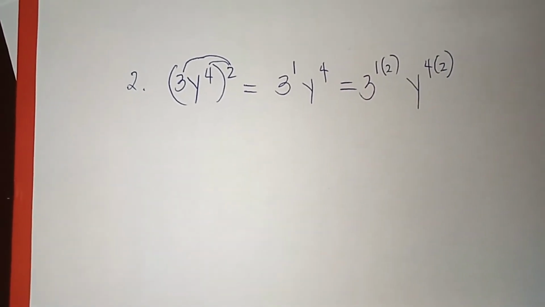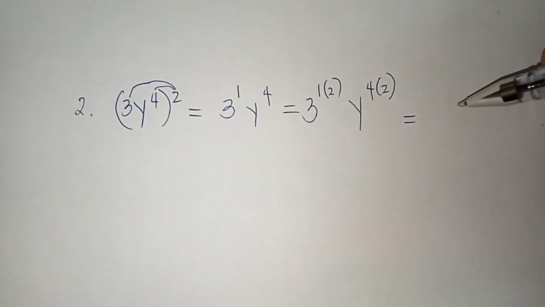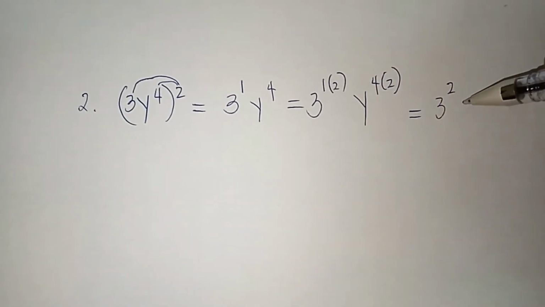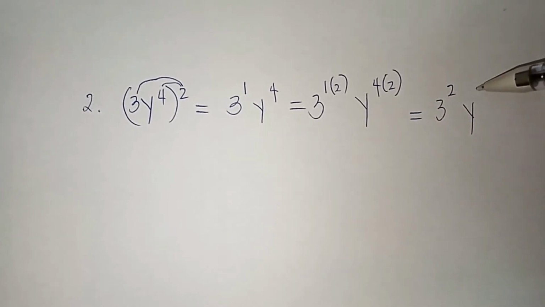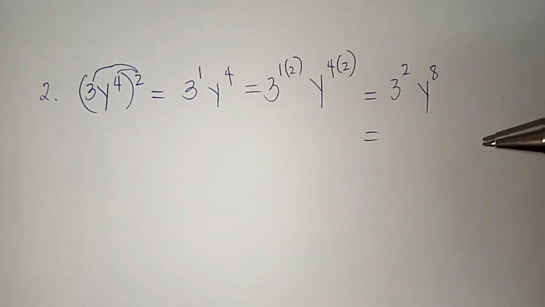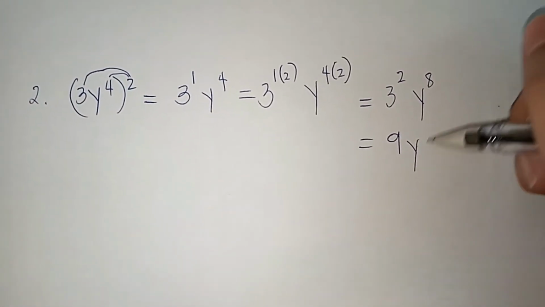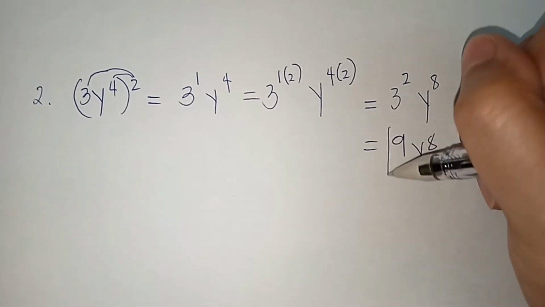Okay? And then, 3 raised to 1 times 2 is 3 raised to 2. Y raised to 4 times 2 is 8. Okay? 3 raised to 2 or 3 times 3 is equal to 9. And then y raised to 8, yun na po iyon. So, that would be your final answer.